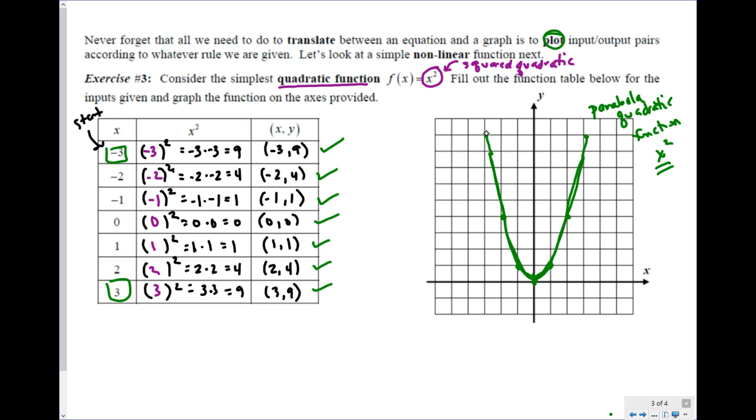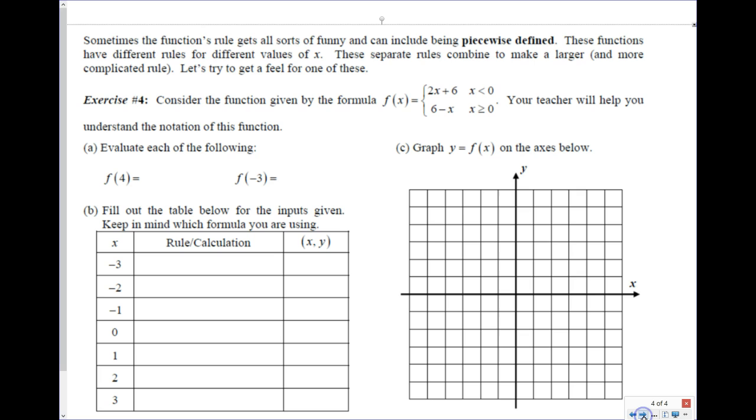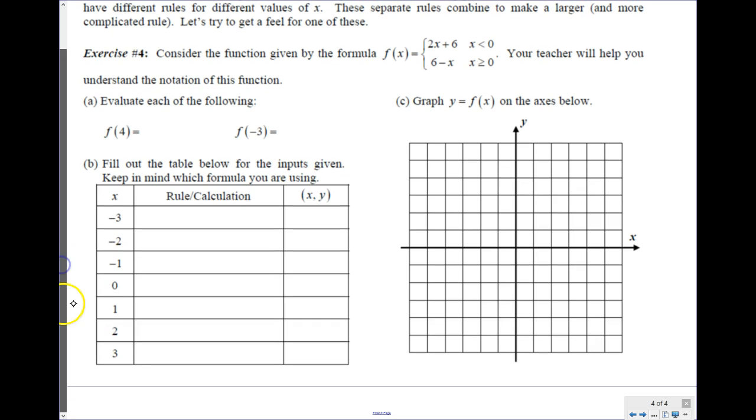Okay? Alright, one more graph to look at, and this is going to be something called a piecewise graph, which we talked about a little bit in the last lesson, in lesson 2, but these look kind of funny because they look like chunks. So sometimes a function's rule gets all sorts of funny and can include being piecewise defined. These functions have different rules for different values of x. These separate rules combine to make a larger and more complicated rule. Let's get a feel for one now.